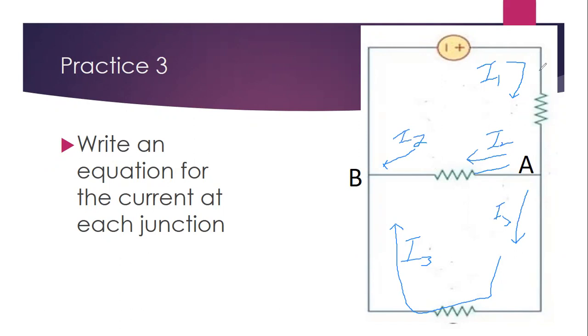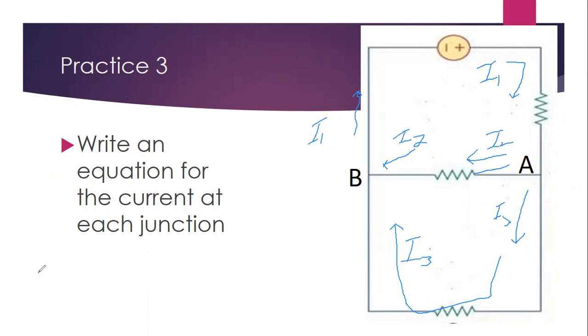Right, so I1 went down, hits A. At A, I1 splits into I2, which goes to the left, and I3, which goes down and around. Then when it gets back up to B, up here, what goes back around? I1. So we wanted to write an equation for the current at each junction.